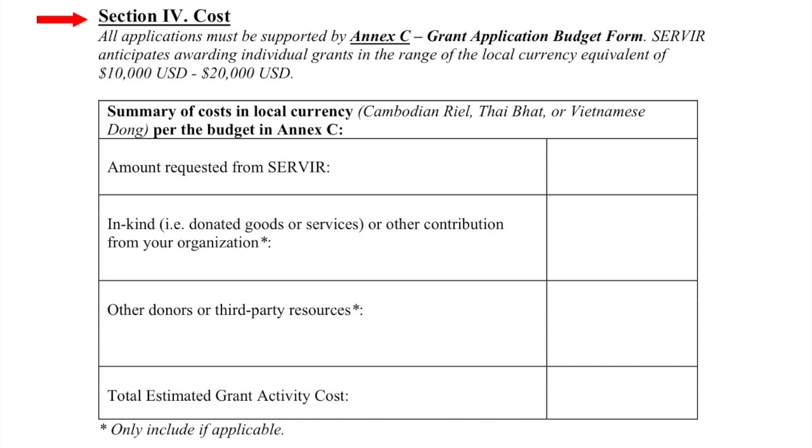Please list your costs in the local currency of the country where your institution is based. For the amount requested, it should be the amount of money you need from Servier in this grant.